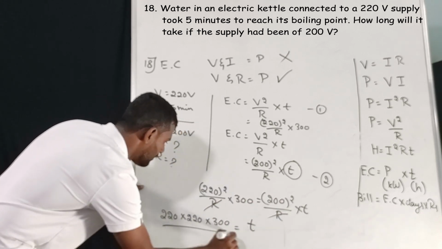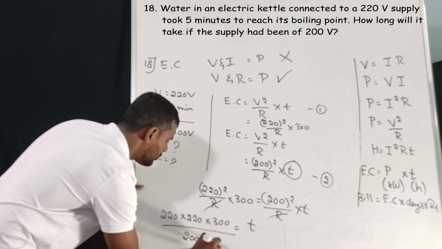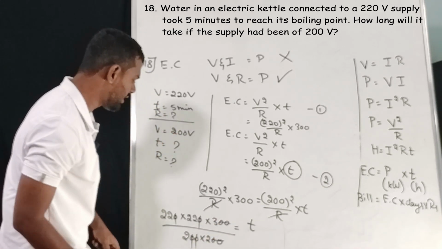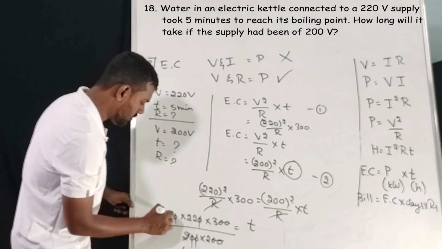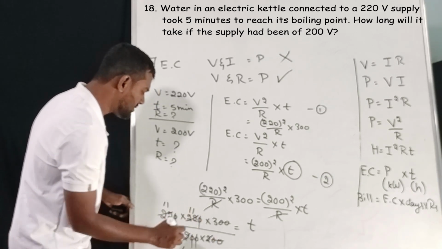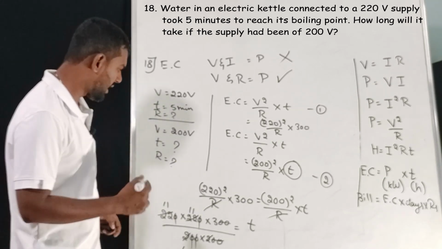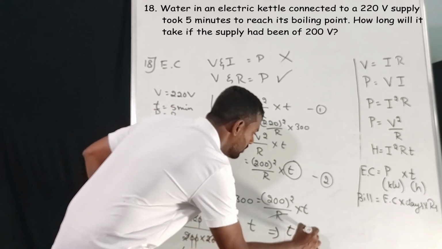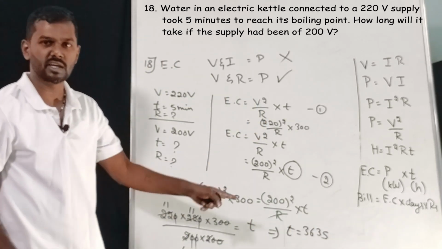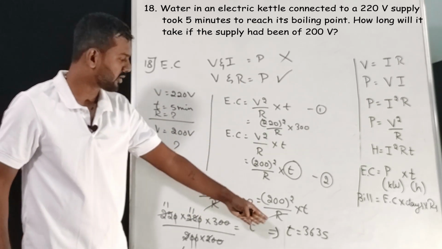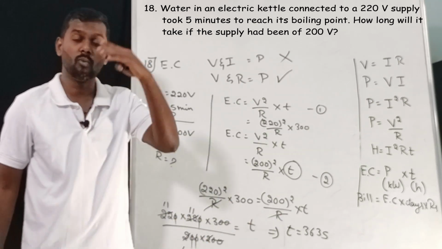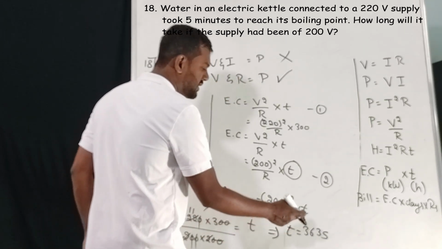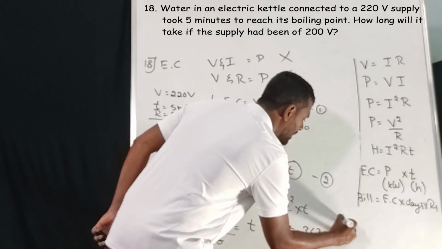You move the 200 square to this side, so it is 220 into 220 into 300 divided by 200 into 200. Two zeros get cancelled, then one zero each again. So we are left with 11 into 11 into 3. If you complete it, 11 into 11 into 3, the final answer is T equal to 363 seconds. You can convert that into minutes, or keep it here also. In the question they have given time in minutes, so we'll convert this also into minutes. If time is 363 seconds, converting into minutes it will be.